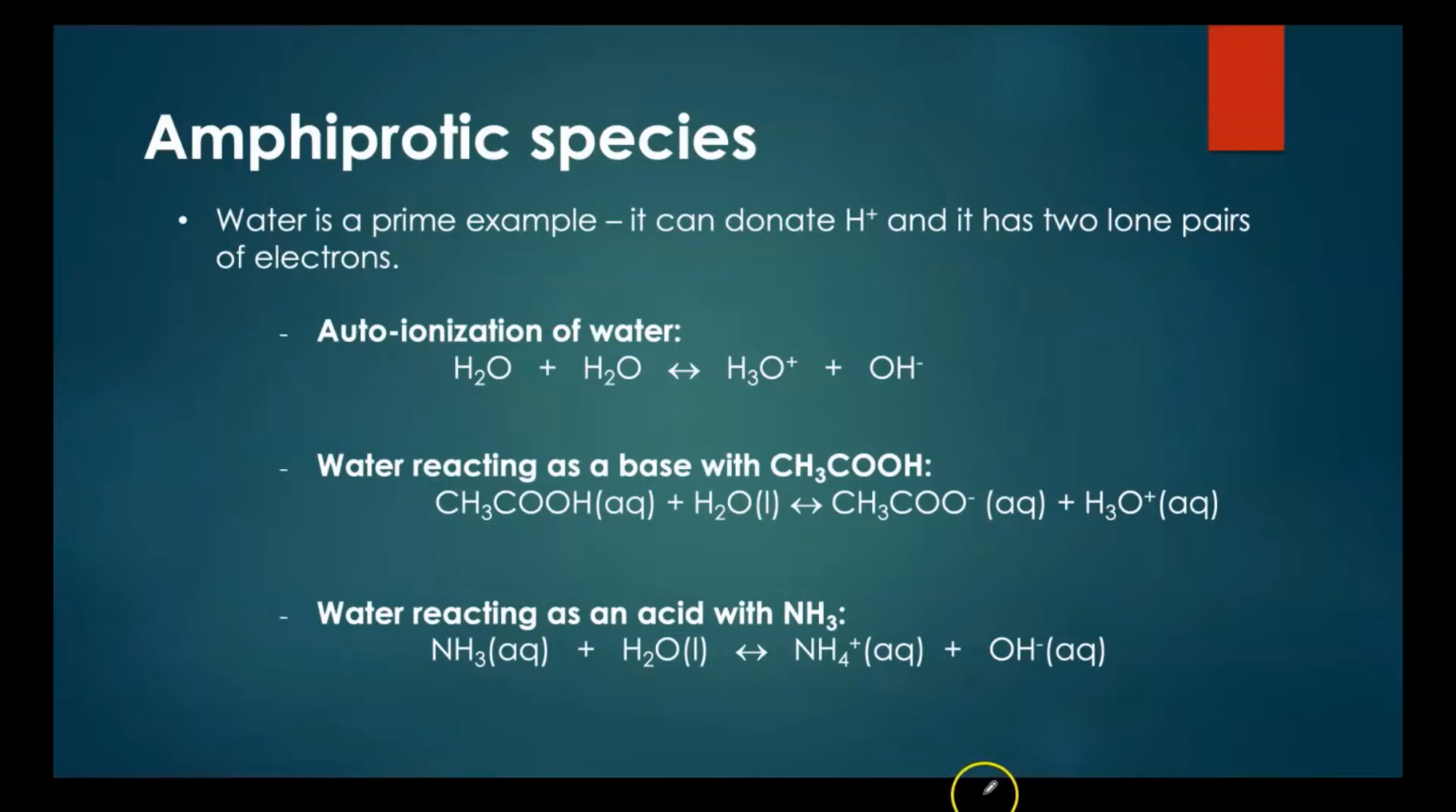Also, we already went over these examples, but I'm going to go over them again. Water can ionize itself, so water and water react together and produce the hydronium ion. Water can react as a base with CH3COOH, the weak acid, and water can react as an acid with NH3.